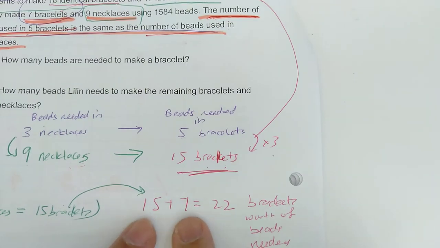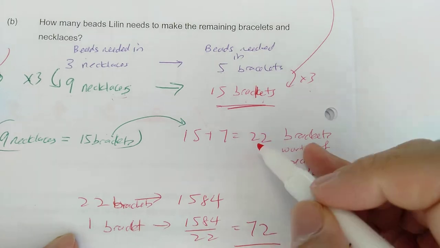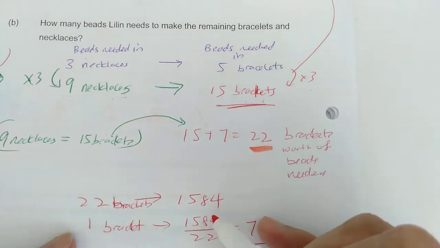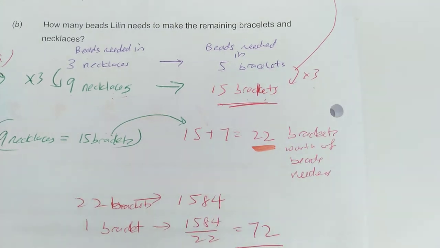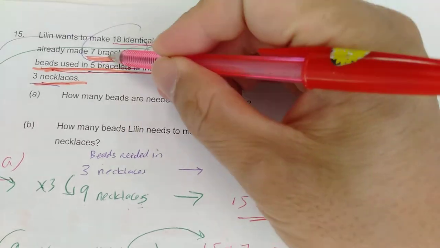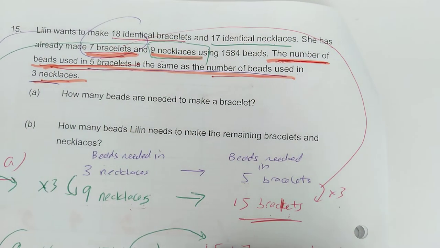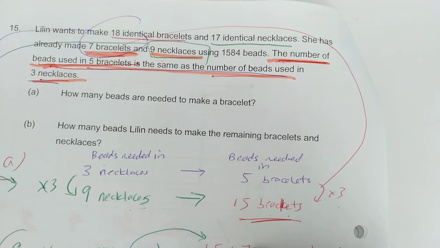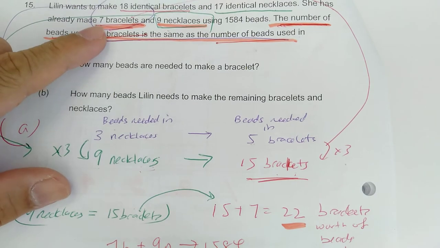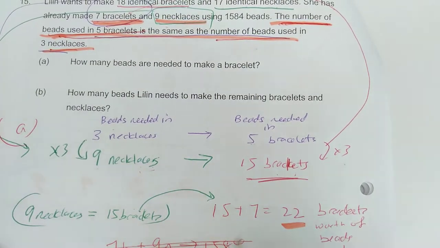The beads used to make this is your 1,584. That's how I get 22. So the beads used to make 22 bracelets is equivalent to 1,584. If I don't do this, it's hard, because according to the question, the beads used to make 7 bracelets plus 9 necklaces is 1,584. Then I will have two unknowns here. So that's why we do this part here. No need to write this.